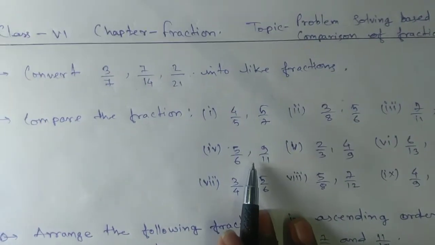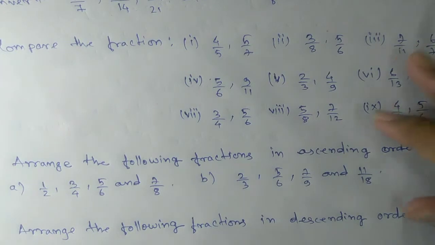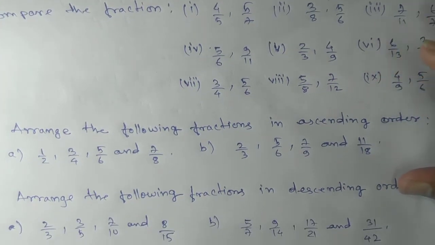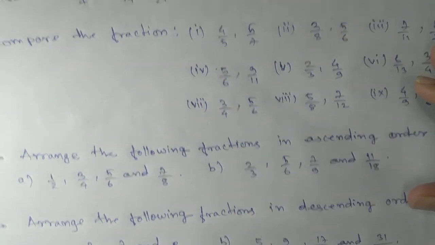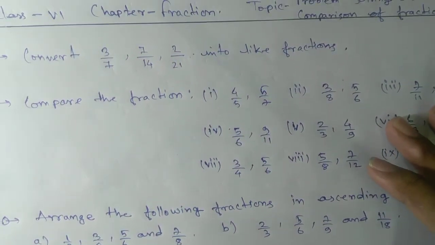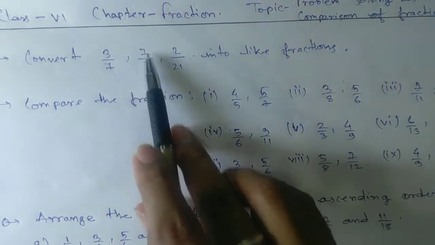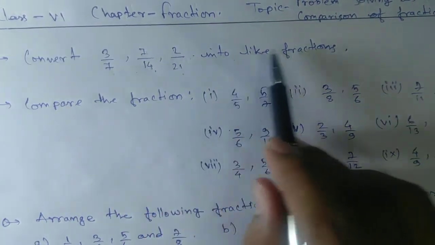Okay, so here we have questions. I'll do a few problems; the other problems you have to solve on your own. You can copy these problems in your notebook. So here the first problem, let's see. Convert 3 by 7, 7 by 14, 2 by 21 into like fractions.